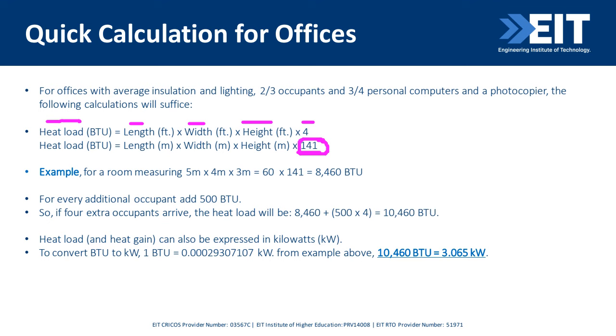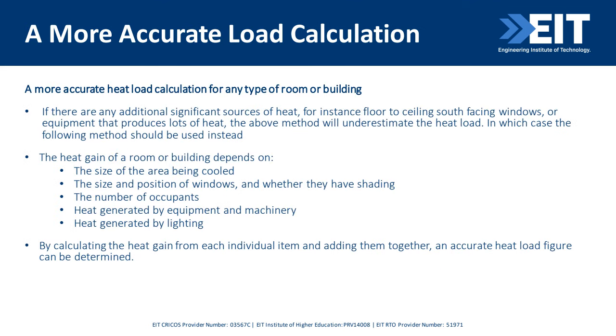And if that is the measurements, then it works out to 8,460 BTU. Every occupant adds 500. So if you have 4 of them, then it comes down to 10,460 BTU. And then we can convert from BTU to kilowatt. So there's the conversion factor. So 10,460 BTU is equal to 3,065 kilowatt. Okay, so just to get the conversion between the two.